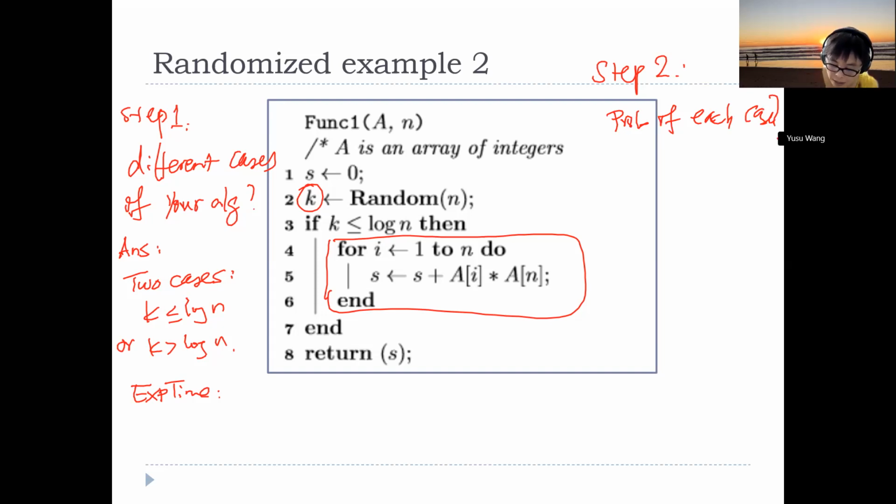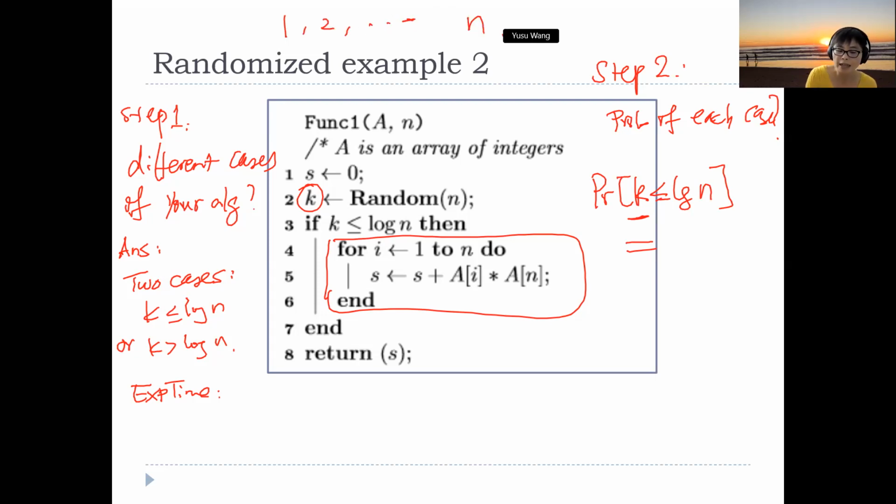Well, let's see. I have 2 cases. The probability that k is smaller than log n, what do you think? So k, you have 1, 2, all the way till n, and k can be any one of them, right? So the chance that k is smaller than log n basically means that k could be 1, 2, all the way up to log n. So there are log n choices for this condition to hold.